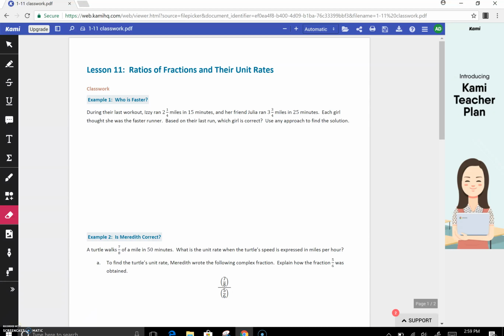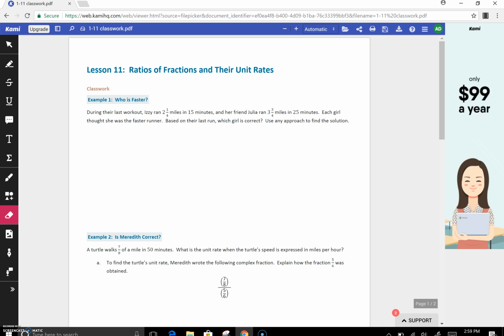Lesson 11 is ratios and fractions and their unit rates. So we're going to be doing a lot of the same stuff. We're going to be taking ratios and simplifying them to unit rates. But these ratios are going to have fractions within fractions. They're called compound fractions, or they're called complex fractions. So let's take a look at one.